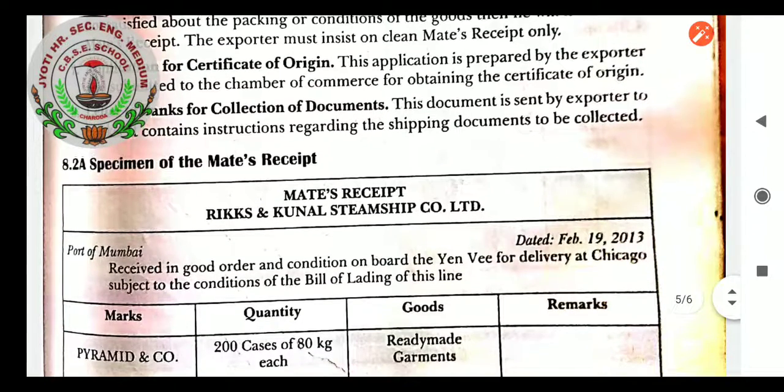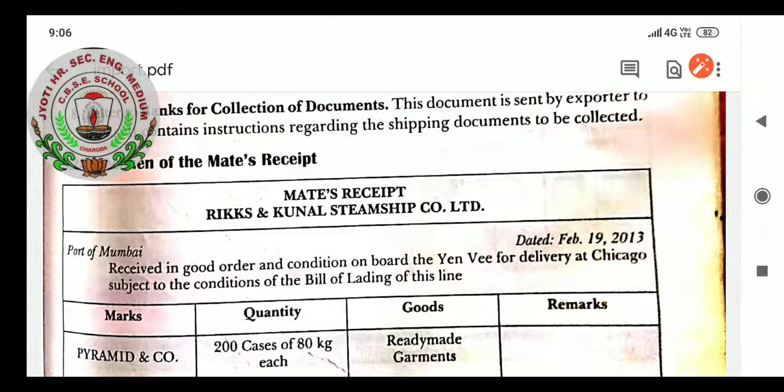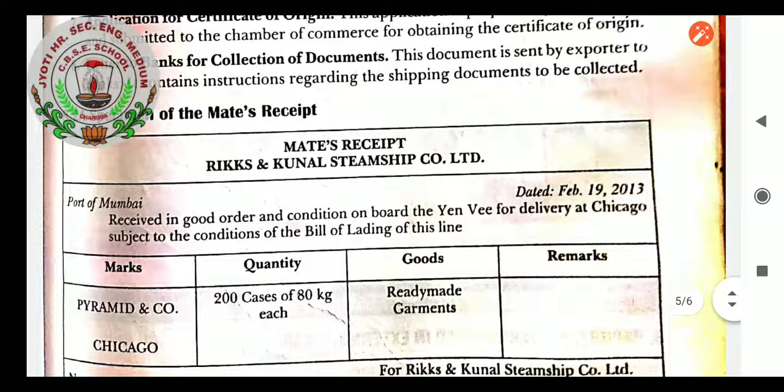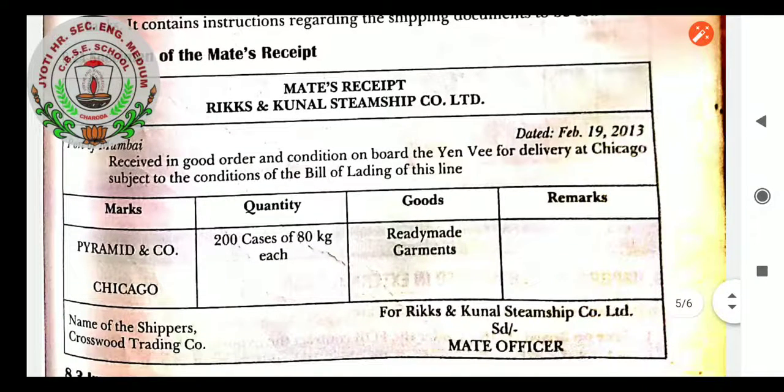Mate's receipt. Now you can see the specimen of the mate's receipt. Rigs and Kunal's Ship Company Limited, Port of Mumbai. The date is mentioned here, February 19, 2013. Received in good order and condition on board the Yanvi for delivery to Chicago, subject to the conditions of the bill of lading of this line.